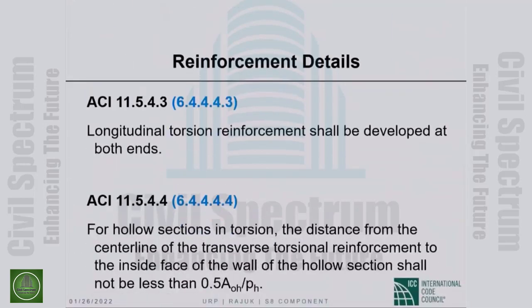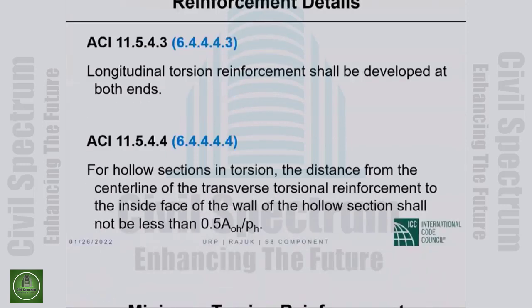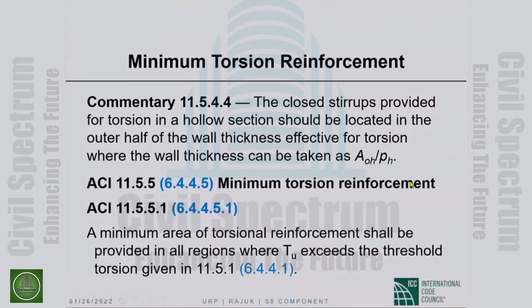Longitudinal torsional reinforcement shall be developed at both ends. This is so, shall be developed for F sub y. For hollow sections in torsion, the distance from the center line of the transverse torsional reinforcement to the inside face of the wall of the hollow section shall not be any less than 1/2 of the thickness A sub 0 H over P sub H. There is a commentary to that which is more understandable.